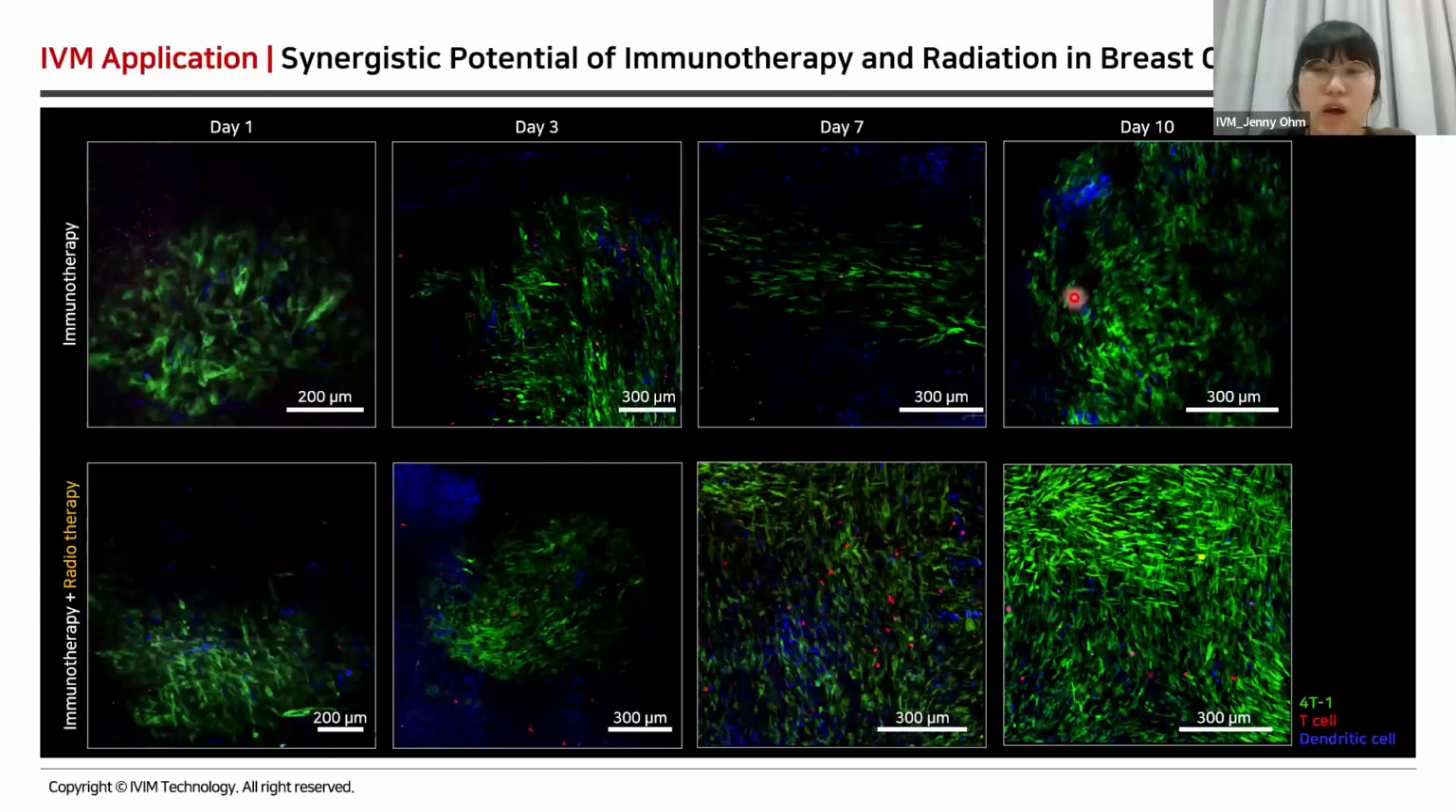By day 10, while the number of T cells had decreased, dendritic cells were observed in the tumor microenvironment. This suggests dynamic shifts in the immune landscape and interactions between immune cell types, potentially indicating a transition into the next phase of the immune response.